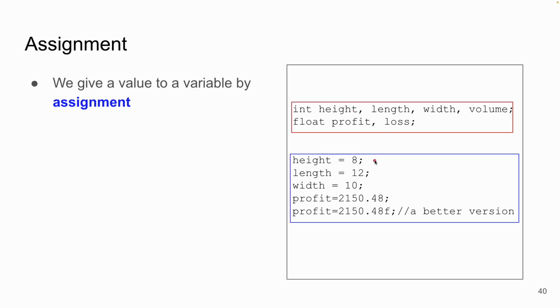So we can use the code like this. So we can use the equal symbol here. So by doing this, that means that I assign 8, this integer value to height, 12 to length, and something like this. And here, if I want to assign a float value to the float variable, I can write down something like this. And this is a better version of the floating point assignment. So the F here indicates that this is a float value. So this is more precise for the C compiler.